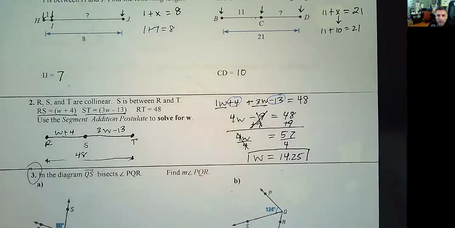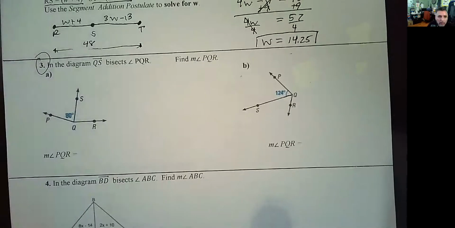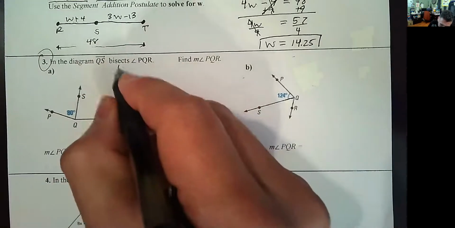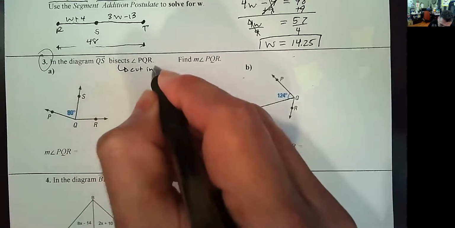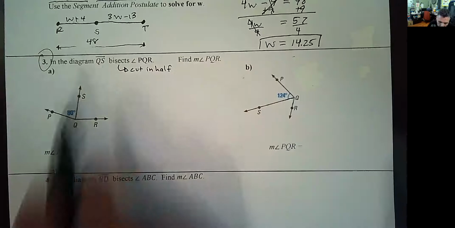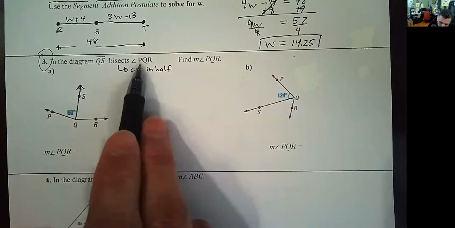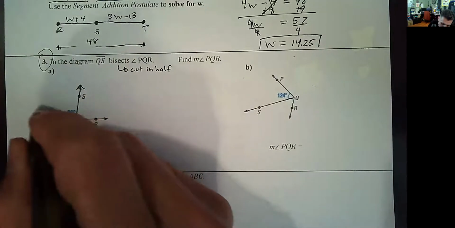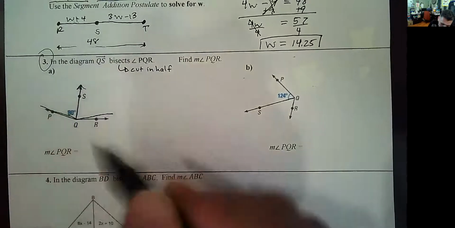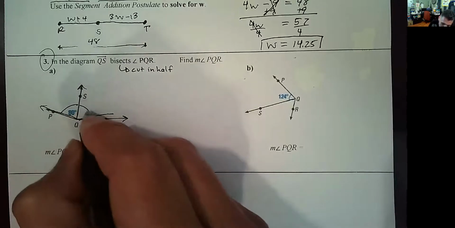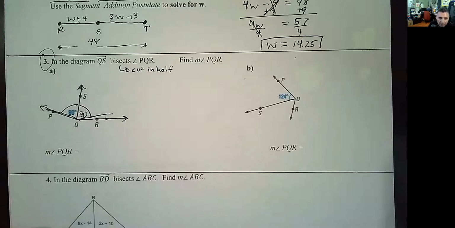Okay, that's the second one. Go ahead and pause it if you need to pause it. I'm gonna keep going. And then the next one, again, what you need to remember, bisect, cut in half. That's what bisect means. And this is ray QS. Here's the ray QS. Now it's telling us it's cutting the angle PQR. Here's PQ, oh shoot, R, I messed that up. So it's cutting this big angle into two equal angles. Two equal angles. That's what it means.